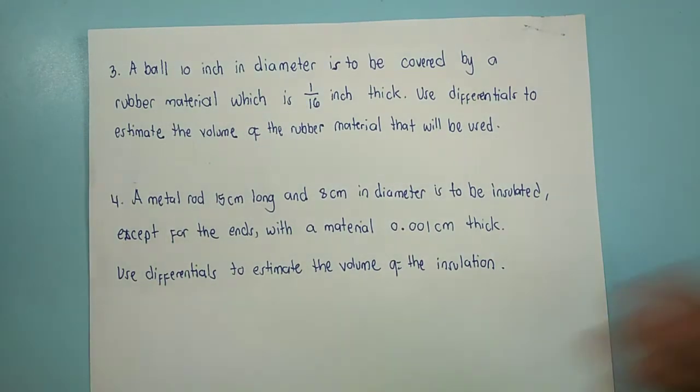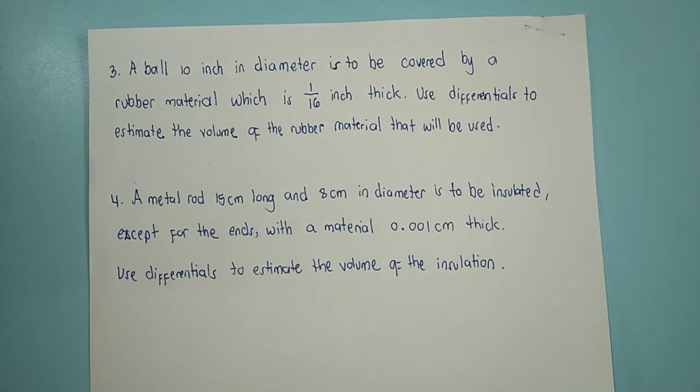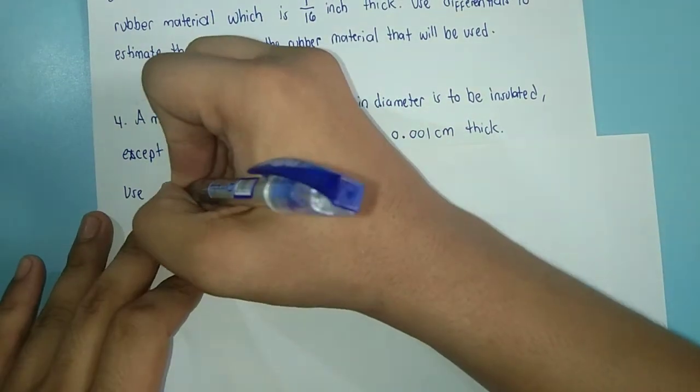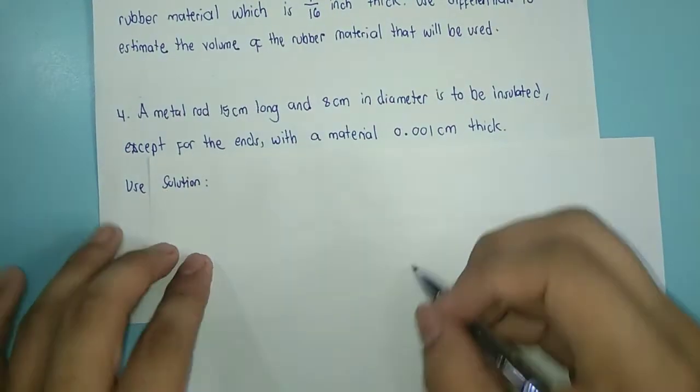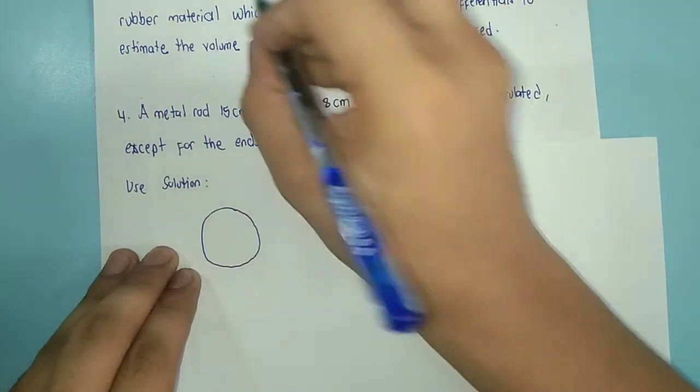Okay, so let's have number 3. Okay, so meron tayong dalawang problems dito. So for number 3, a ball 10 inch in diameter is to be covered by a rubber material which is 1 over 16 inch thick. Use differentials to estimate the volume of the rubber material that will be used. Okay, so dito meron tayong given.